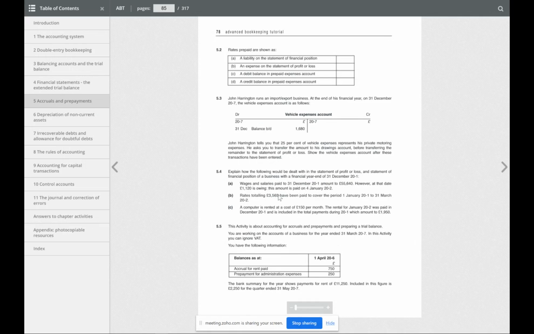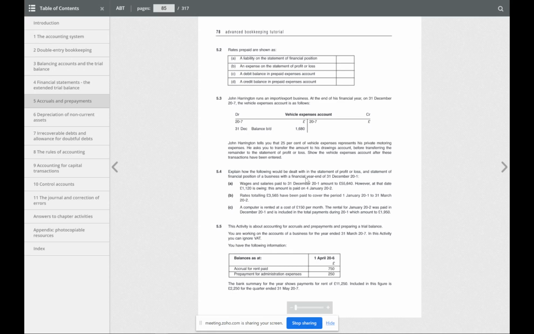So what we should do? How much is the amount paid, and how much is the amount due on 31st December? Should we add this, or what should we do? We paid 55,640, but we found that 1,120 is still due. It was paid on 4th January, but our year ends 31st December 2011. So what should we do?